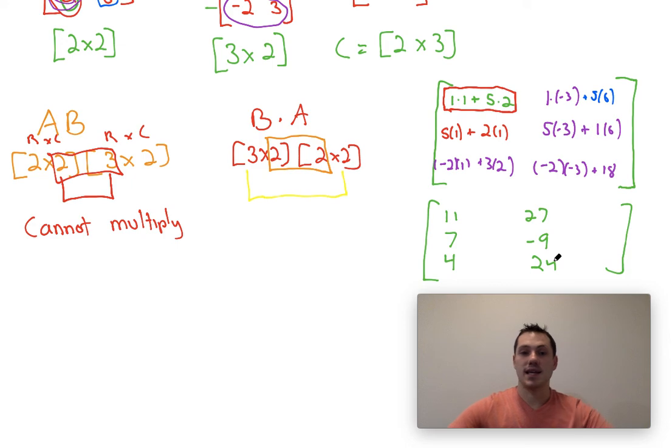And what you can see is at the end, this is 1, 2, 3 rows by 2 columns, which is what we expect, given what we started with.